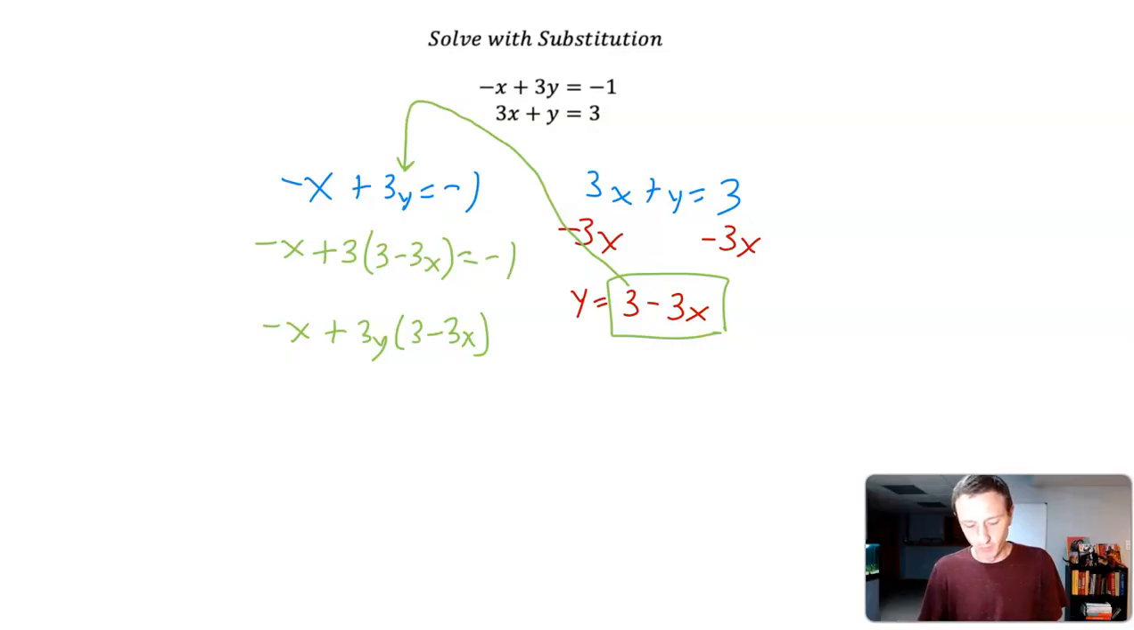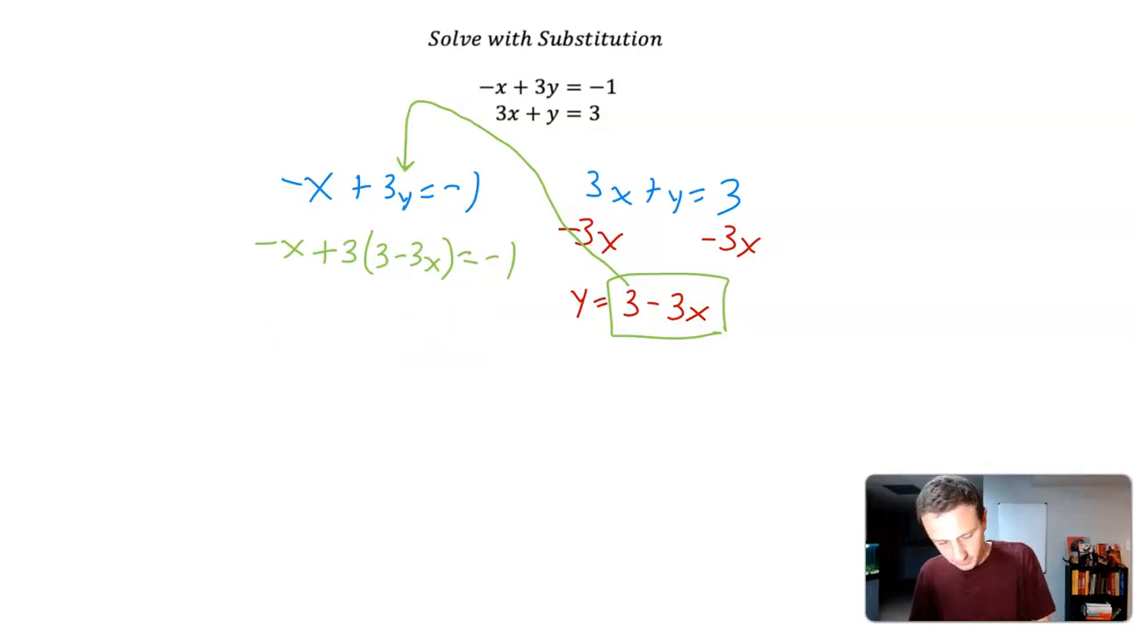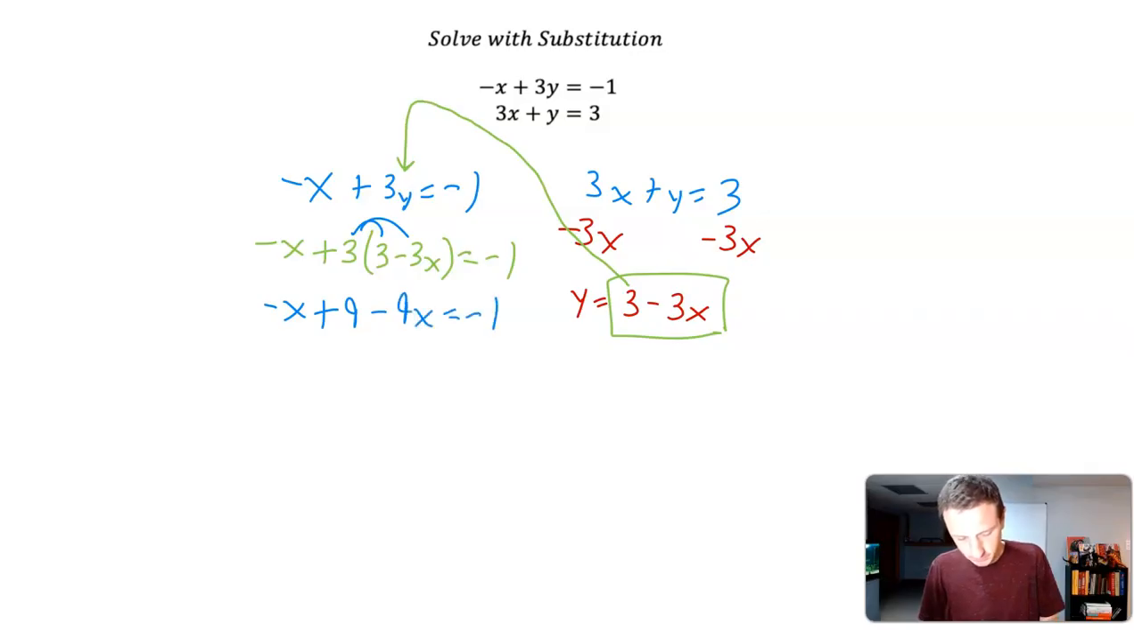Same thing here. The y is coming off the court. 3 minus 3x is coming onto the court. All right, now we're just going to go through and solve this. This is just now a solving equations exercise. So I'm going to distribute 3. Negative x plus 3 times 3 is 9, minus 3 times negative 3x is going to be negative 9x equals negative 1.